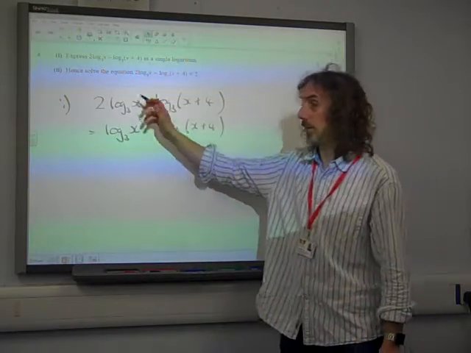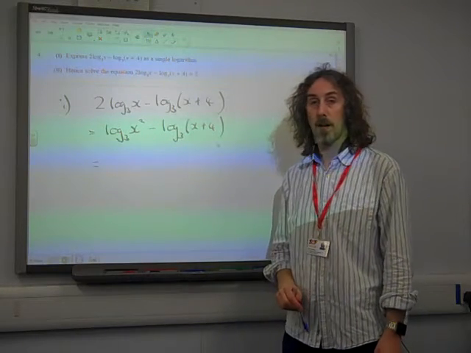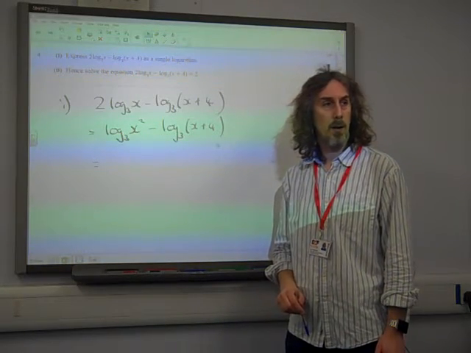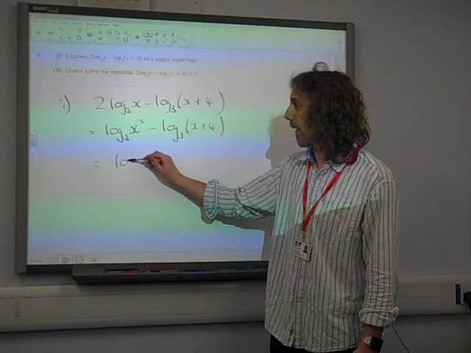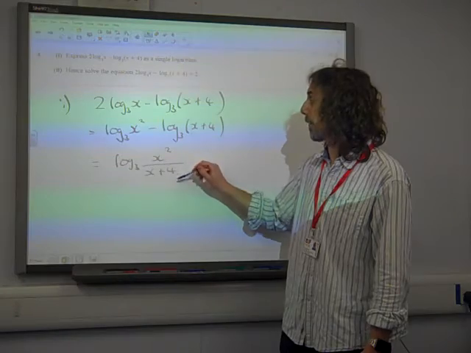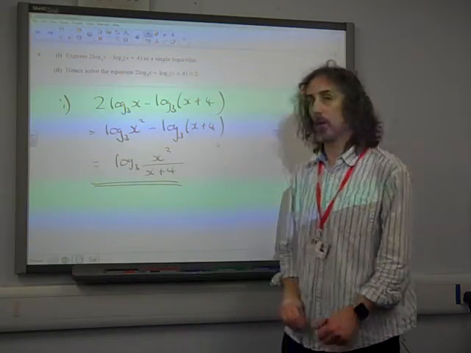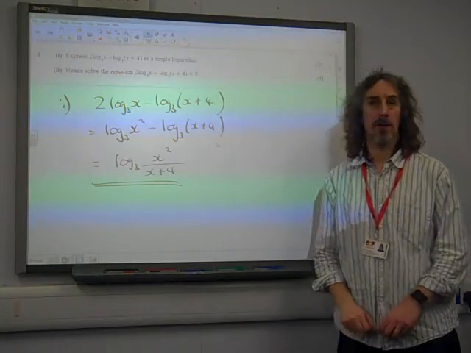So we've used our laws of logs for that one. The second law of logarithms says that when you subtract, you divide. So log base 3 of x squared over x plus 4. And that is it expressed as a single logarithm, for 2 marks to begin with.